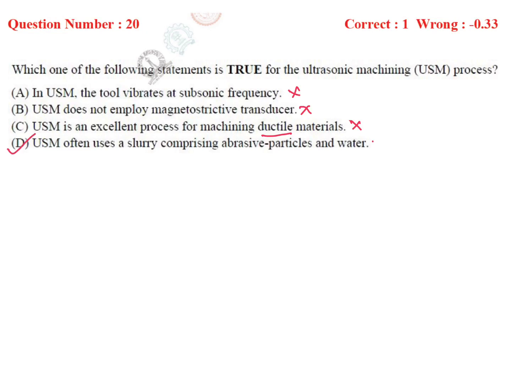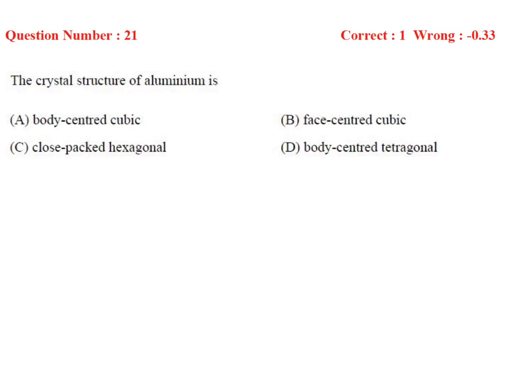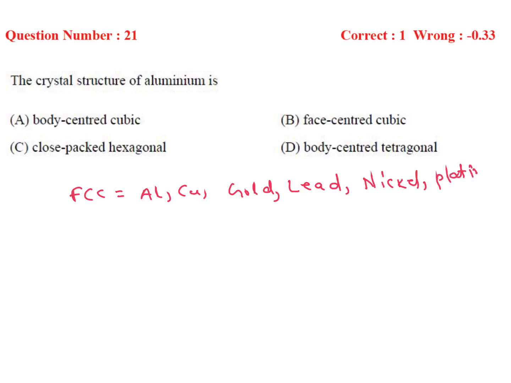D is the answer. The crystal structure of aluminium is, so first I will tell the examples of FCC, face-centered cubic. Examples are aluminium, copper, then gold, lead, nickel, then platinum. These are examples of face-centered cubic.